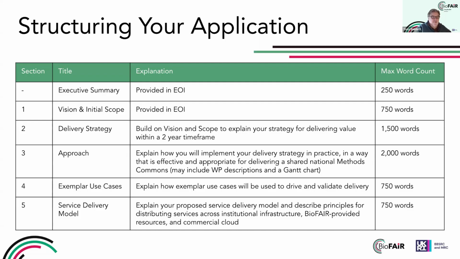We're asking for an additional delivery strategy, which explains how you prioritize, how you expect to deliver value within a 2-year time frame, and then the approach, which is how you'll deliver that strategy. That can include detailed work package descriptions, a Gantt chart, and you can build on what was provided in your vision and initial scope if you provided some of this already.